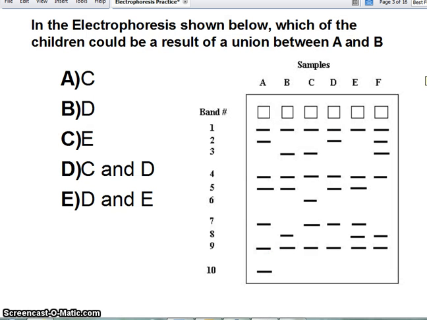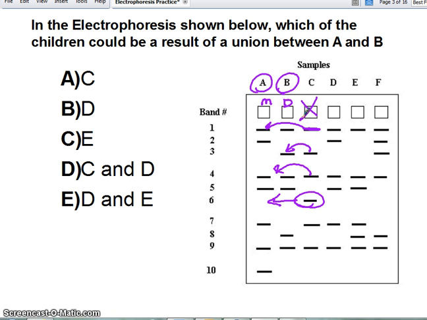All right, next. They're saying A and B are representing parents, and they want to know which of those could be children of those parents. To keep it simple, all you're looking for here would be that any child has to have a band that came from a parent. In other words, C, if this is mom and dad here, this band is fine because both parents have it. This band is fine because dad has it. This band is fine, but this band is not fine because neither parent has it. So C cannot be their child.